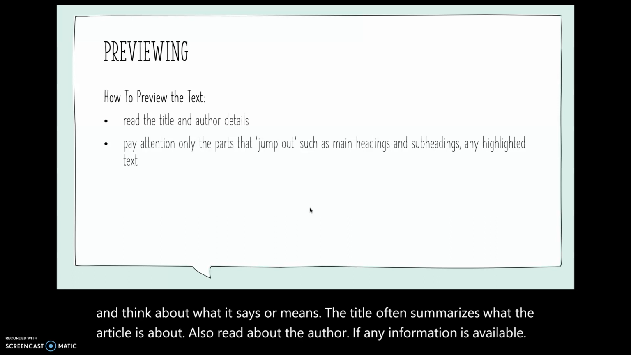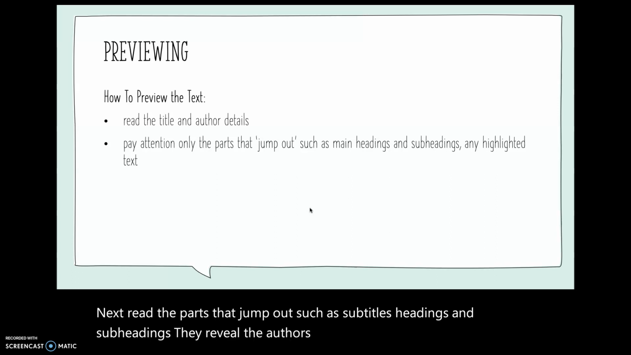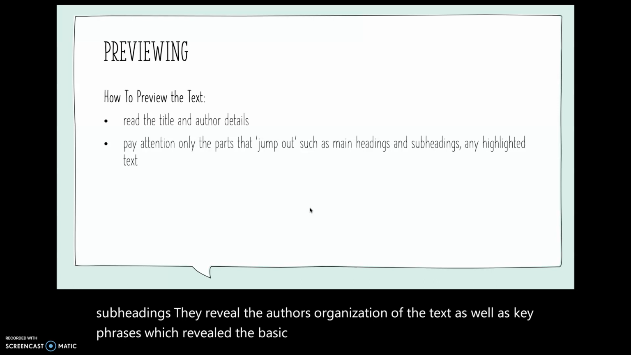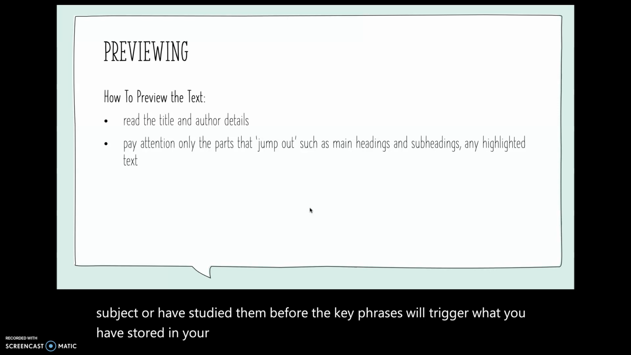Next, read the parts that jump out, such as subtitles, headings, and subheadings. They reveal the author's organization of the text as well as key phrases which reveal the basic content. If you know anything about the subject or have studied them before, the key phrases will trigger what you have stored in your memory and bring it from your subconscious to your conscious mind.